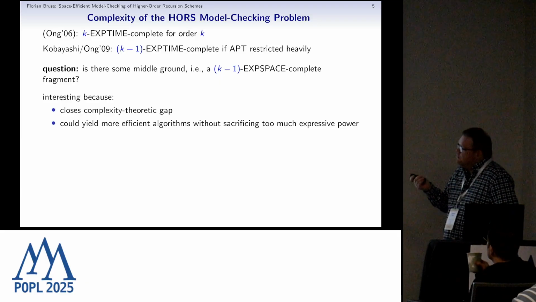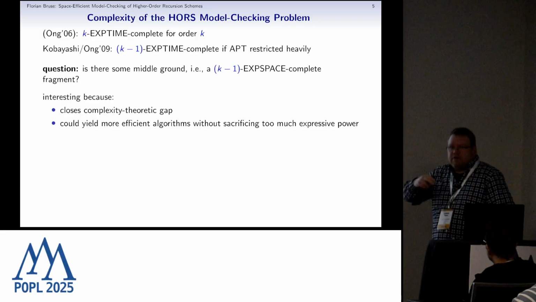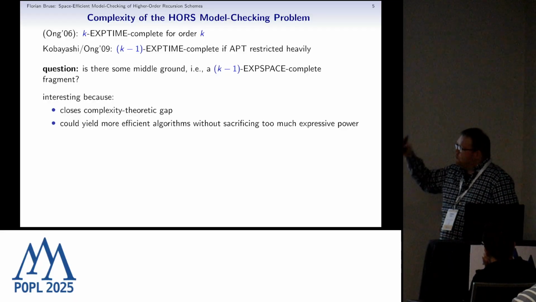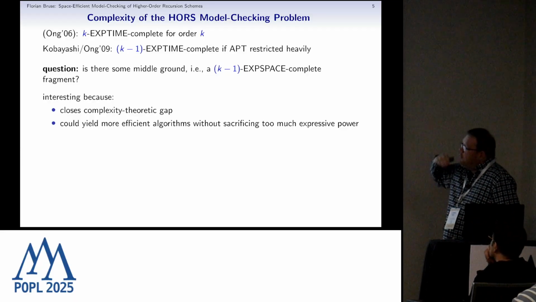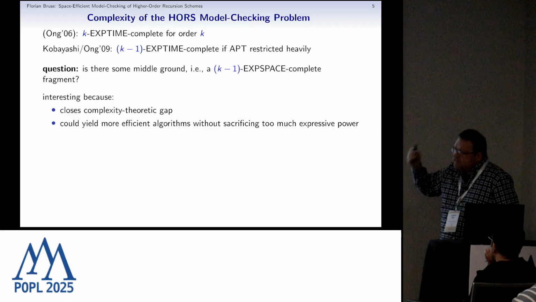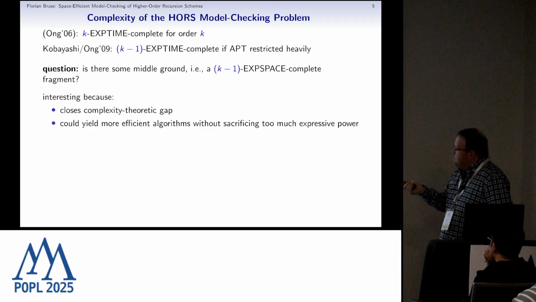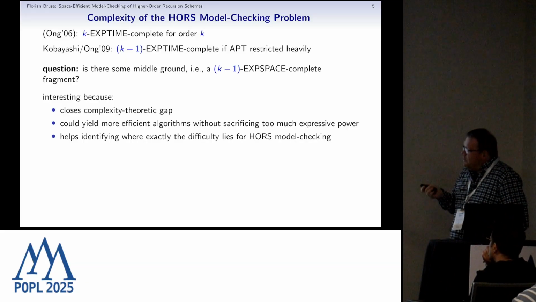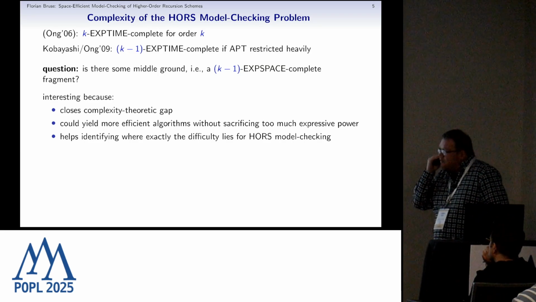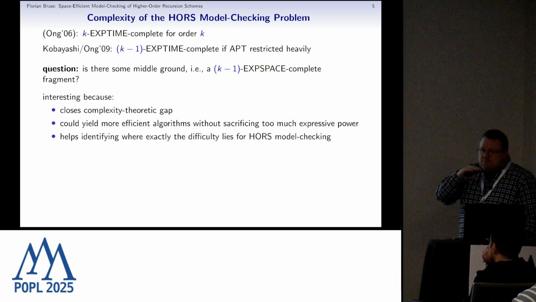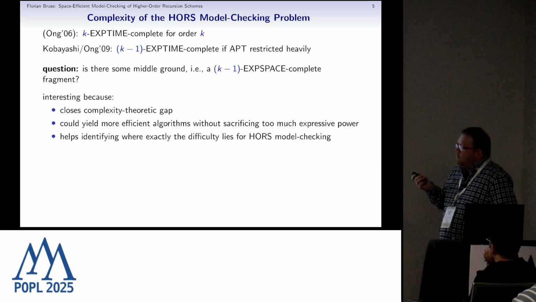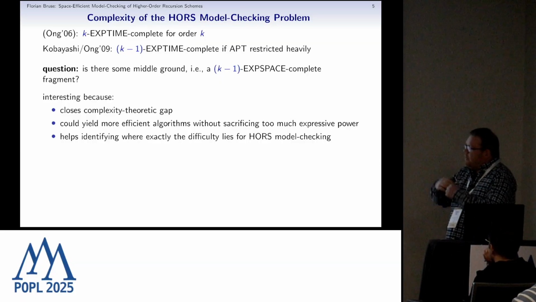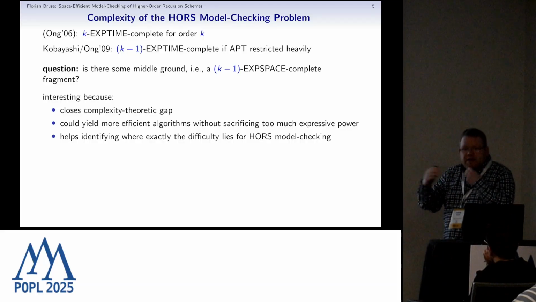You could get more efficient algorithms. I mean, this is a lower complexity class. You go from k-fold exponential time to exponential space with k-1 less. But of course, I'll say something on the last slide for this. And actually, there was a reviewer who pointed this out, so it's not my idea. But of course, it also helps to identify where exactly the problem becomes complicated.